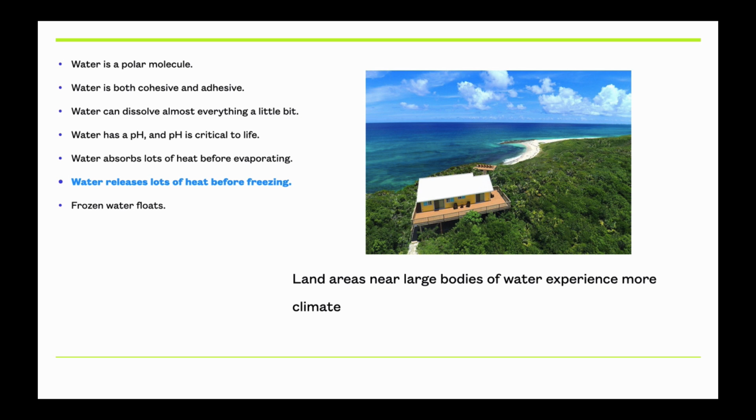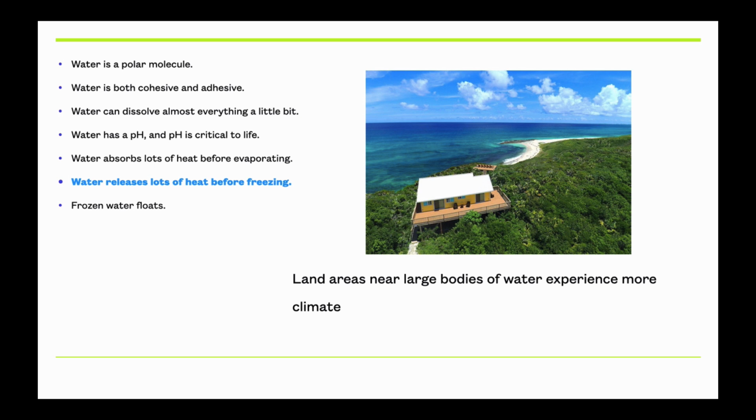Okay, next to the last property of water is the property of water that has to do with heat. Water releases lots of heat before it turns to ice or before it freezes. So this means a large body of water can absorb a massive amount of heat during the summer and then release it slowly during the fall. So that means if you have a house near the ocean in fall and early winter, you're going to have a much milder climate than somebody living at the same latitude farther inland. So land areas that are near large bodies of water experience a much more moderate climate.